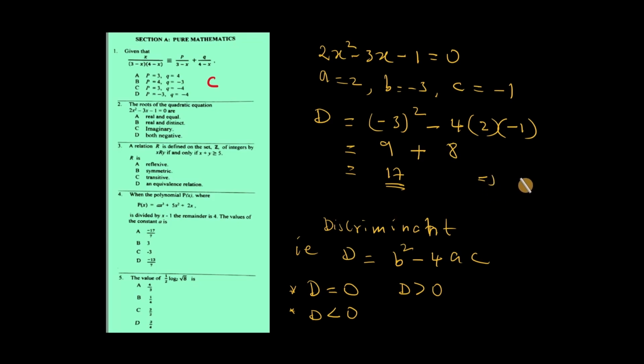It means the discriminant is greater than 0, since 17 is greater than 0. And if the discriminant is greater than 0, it means the roots are real and distinct. So the right option here is B, real and distinct.